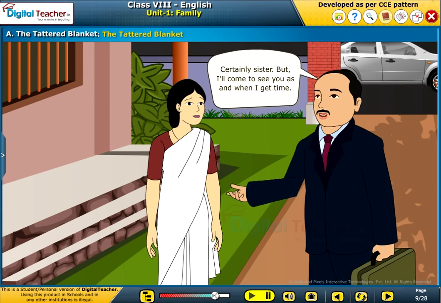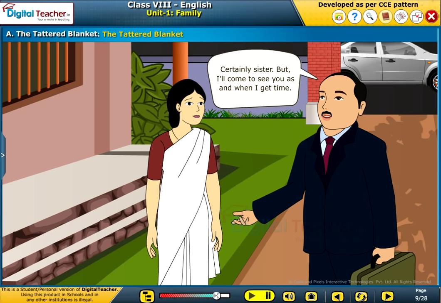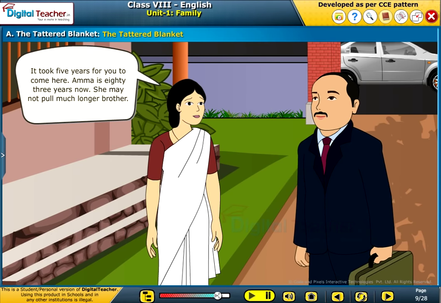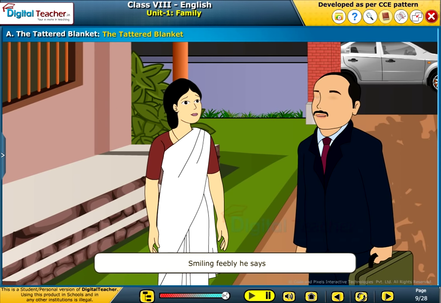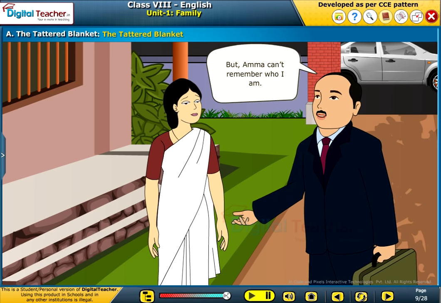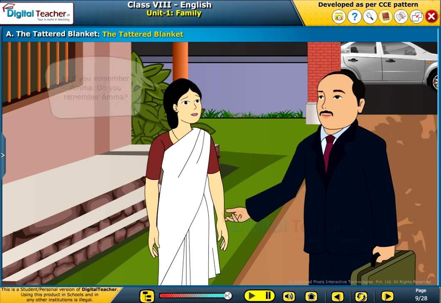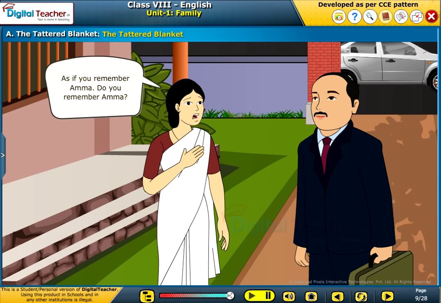Certainly, sister, but I'll come to see you as and when I get time. It took 5 years for you to come here. Amma is 83 years now. She may not last much longer, brother. Smiling feebly, he says, but Amma can't remember who I am. As if you remember Amma. Do you remember Amma?